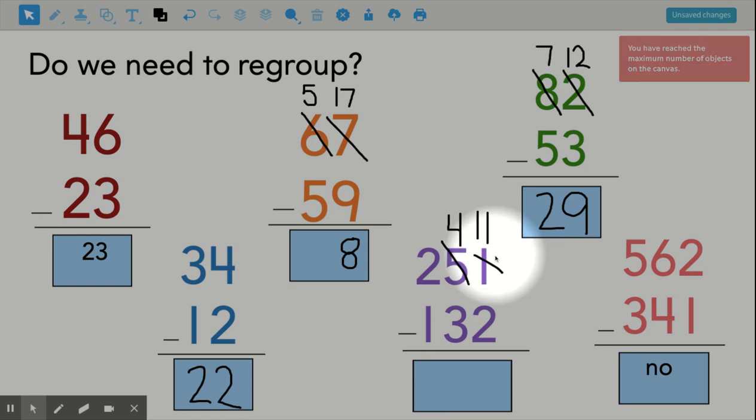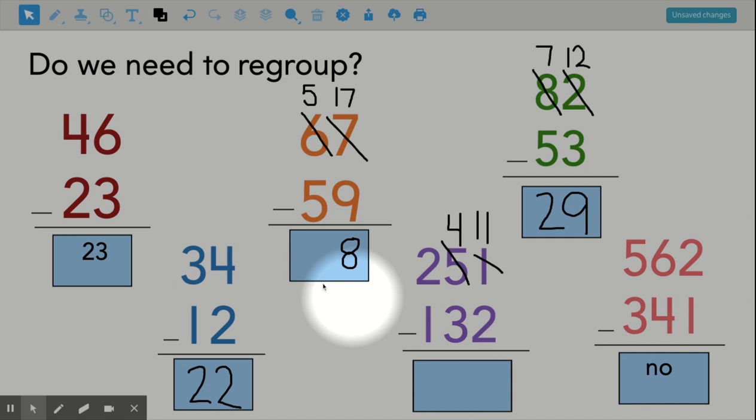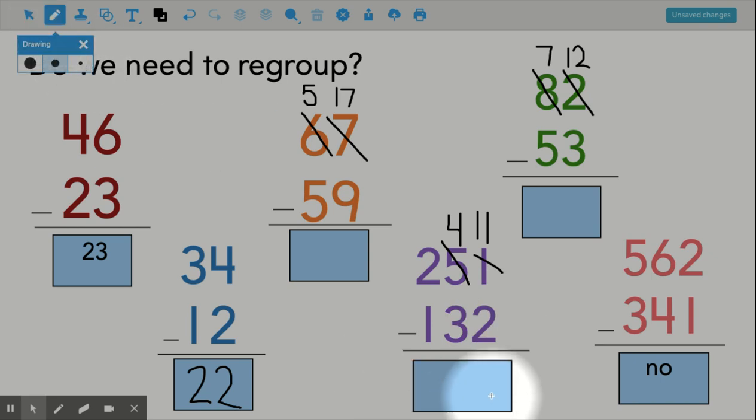Okay, so now I have 11 take away 2. I'm going to count backwards. 11, 10, 9. So my answer there is 9. Okay. And I'm actually going to erase a few things. It only lets me have so much on here. So here we go. 11 take away 2 is 9. Now I've got 4 take away 3. 4 take away 3 is 1. And 2 take away 1 is 1. So my answer is 119.